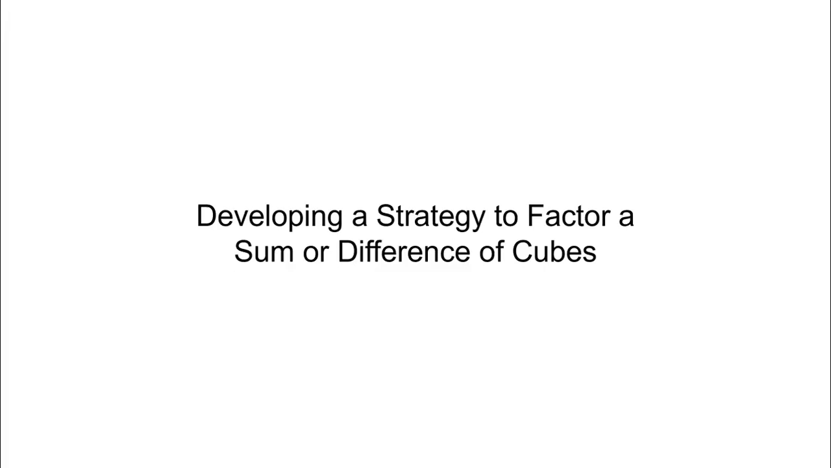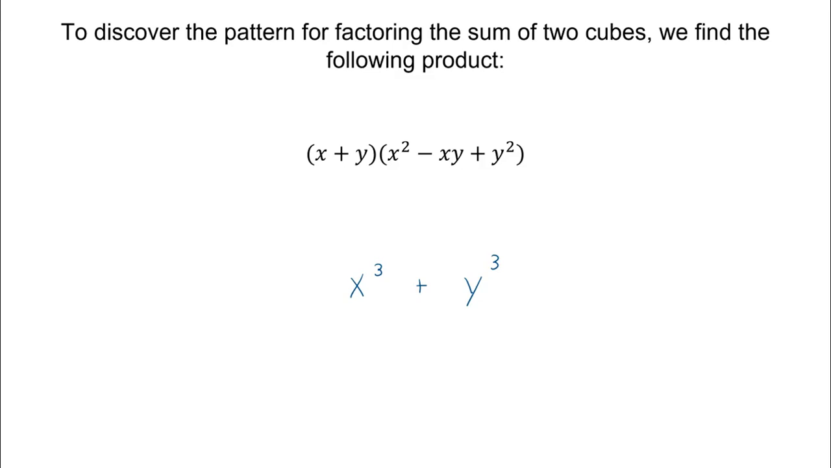In this video, we're going to develop a strategy to factor a sum or a difference of two perfect cubes. In the last video, we ended by foiling this binomial by this trinomial. And we found that when we foiled, we got this expression.